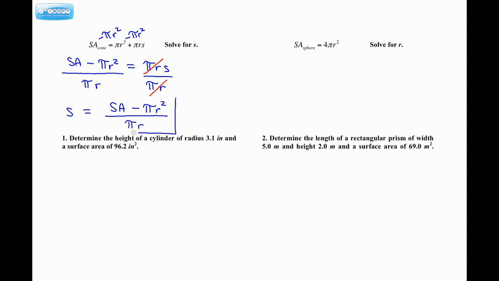Now you will not be given these formulas on any kind of equation sheet. So if you need to use a formula like this, you'd be expected to come up with it on your own.